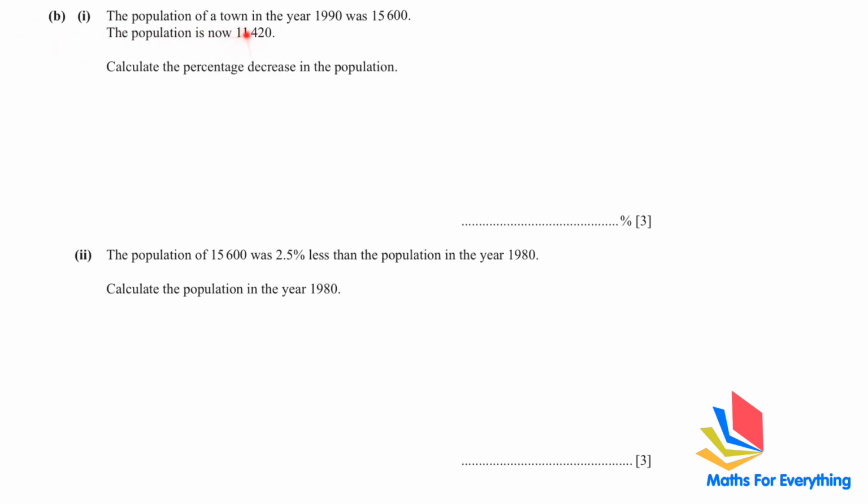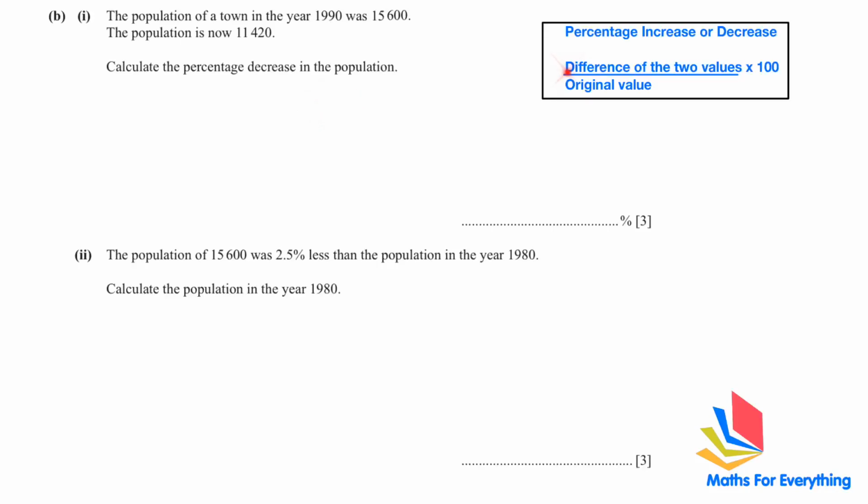B1. The population of a town in the year 1990 was 15,600. The population is now 11,420. Calculate the percentage decrease in the population. Whether you want to find the percentage decrease or increase, we use the formula: difference of the two values over the original value multiplied by 100.